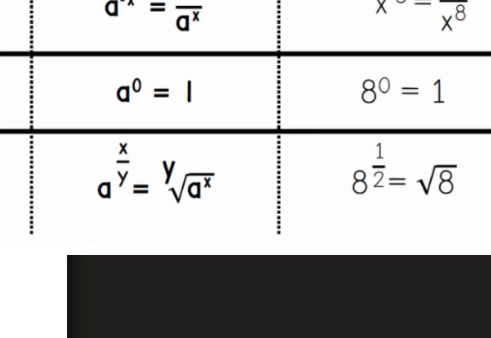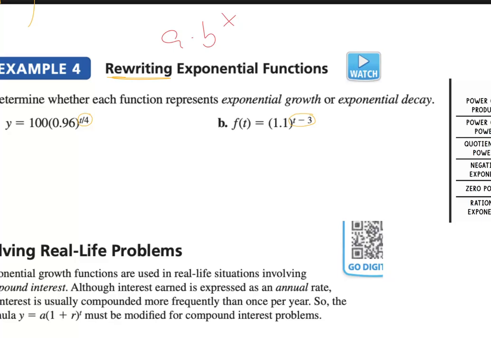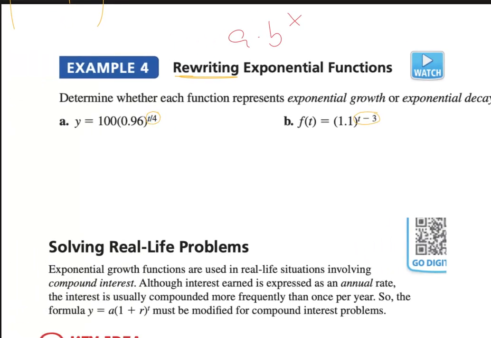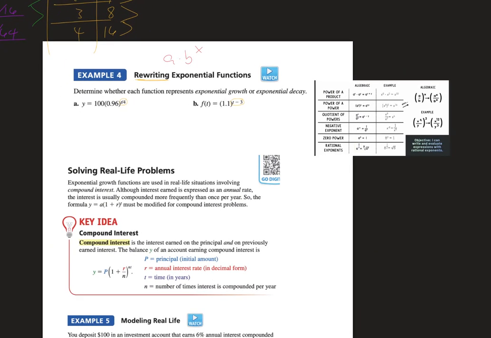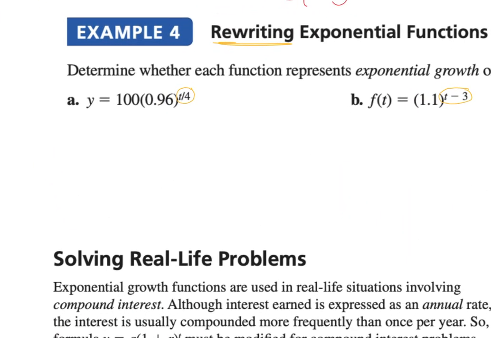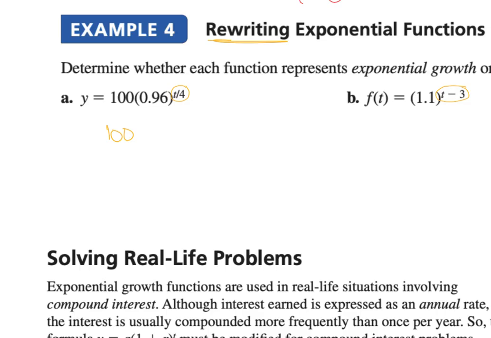Well, here we have an exponent where it's a number over a number. And that's what we had over here, a number over a number. So what we can do with that is we can say, all right, well, we have 100, because it's not affected by that exponent, times 0.96 to the 1/4 power, and then that is also being raised to the t power.